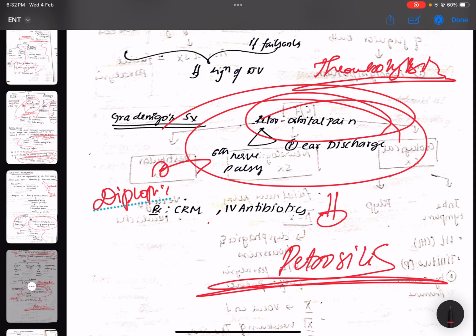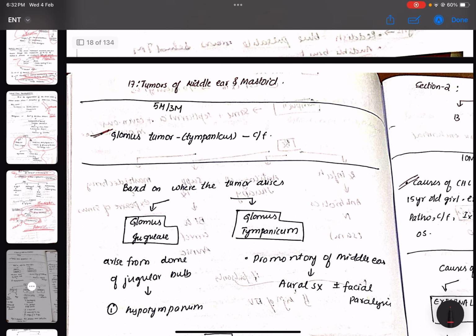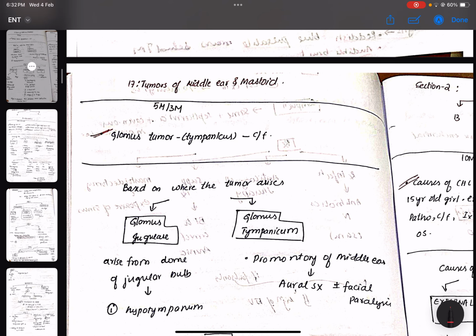Okay, so what you will do, again, you have to start them on IV antibiotics, and electively you have to take them for cortical radical mastoidectomy. Okay, so this is the major part of the 5 marker, that is middle ear cutting, then middle ear infection, then these are the miscellaneous parts in the middle ear. So even if you read this, you will understand what to study. Okay, so I am not explaining much of it here.